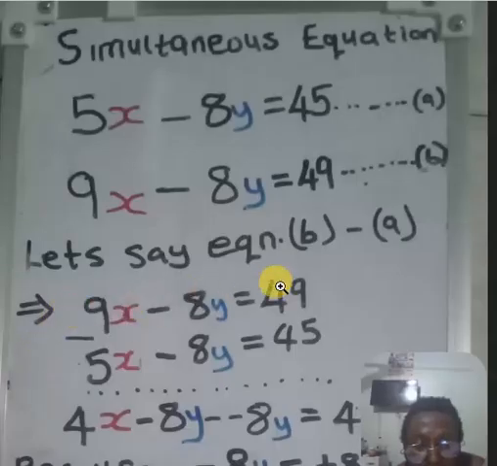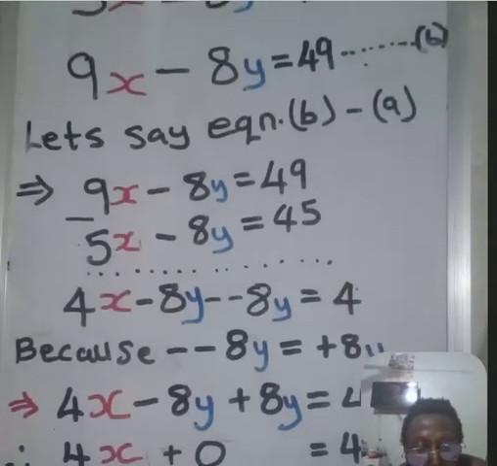So if we say this equation minus the equation at the bottom, here we have a minus sign. So let's solve. 9x minus 5x will give us 4x. Minus 8y minus 8y will give us this. Let's just leave this as it is now so that I do not confuse you. 49 minus 45 will give us 4. So let's move on, guys.